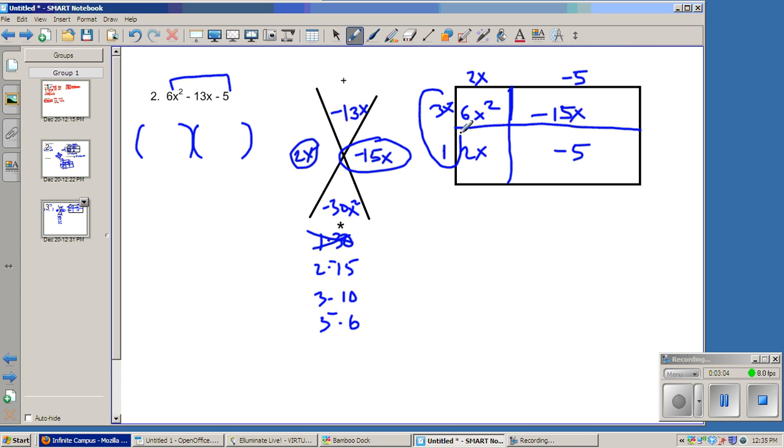So my factors are 3x plus 1 and 2x minus 5. And I'm done factoring. That's all I can do with that one.